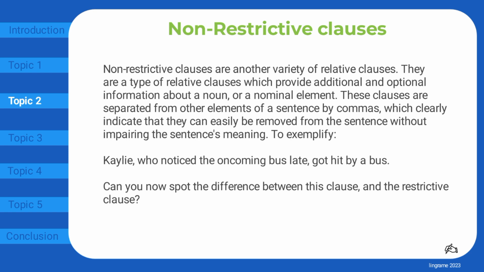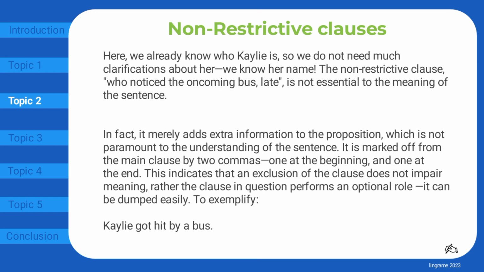Can you now spot the difference between this clause and the restrictive clause? Here, we already know who Kaylee is, so we do not need much clarification about her. We know her name. The non-restrictive clause, who noticed the oncoming bus late, is not essential to the meaning of the sentence. In fact, it merely adds extra information to the proposition, which is not paramount to the understanding of the sentence.